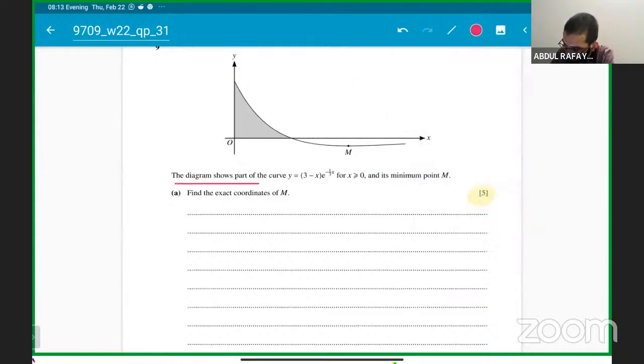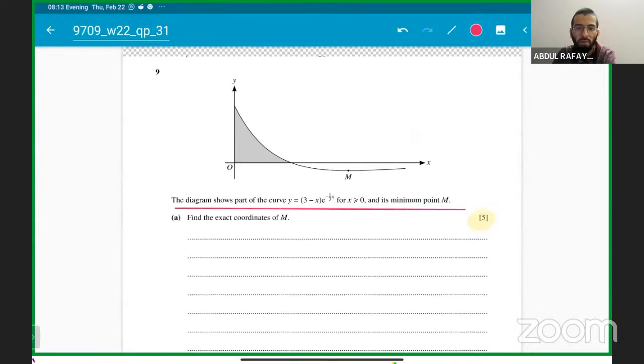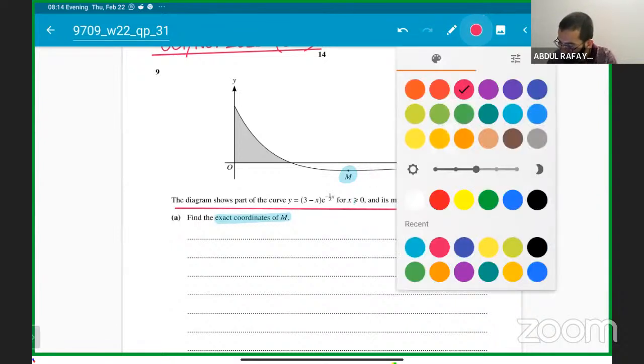Following? The diagram shows part of the curve y equals 3 minus x times e power minus 1 over 3x. We have the diagram that is showing part of the curve. Is everyone getting it? The diagram is showing part of the curve y equals 3 minus x times e power -1 over 3x for x greater than or equal to 0. Minimum point is M. We have to find the exact coordinates of M by differentiating it. Okay, guys, with me following, everyone?